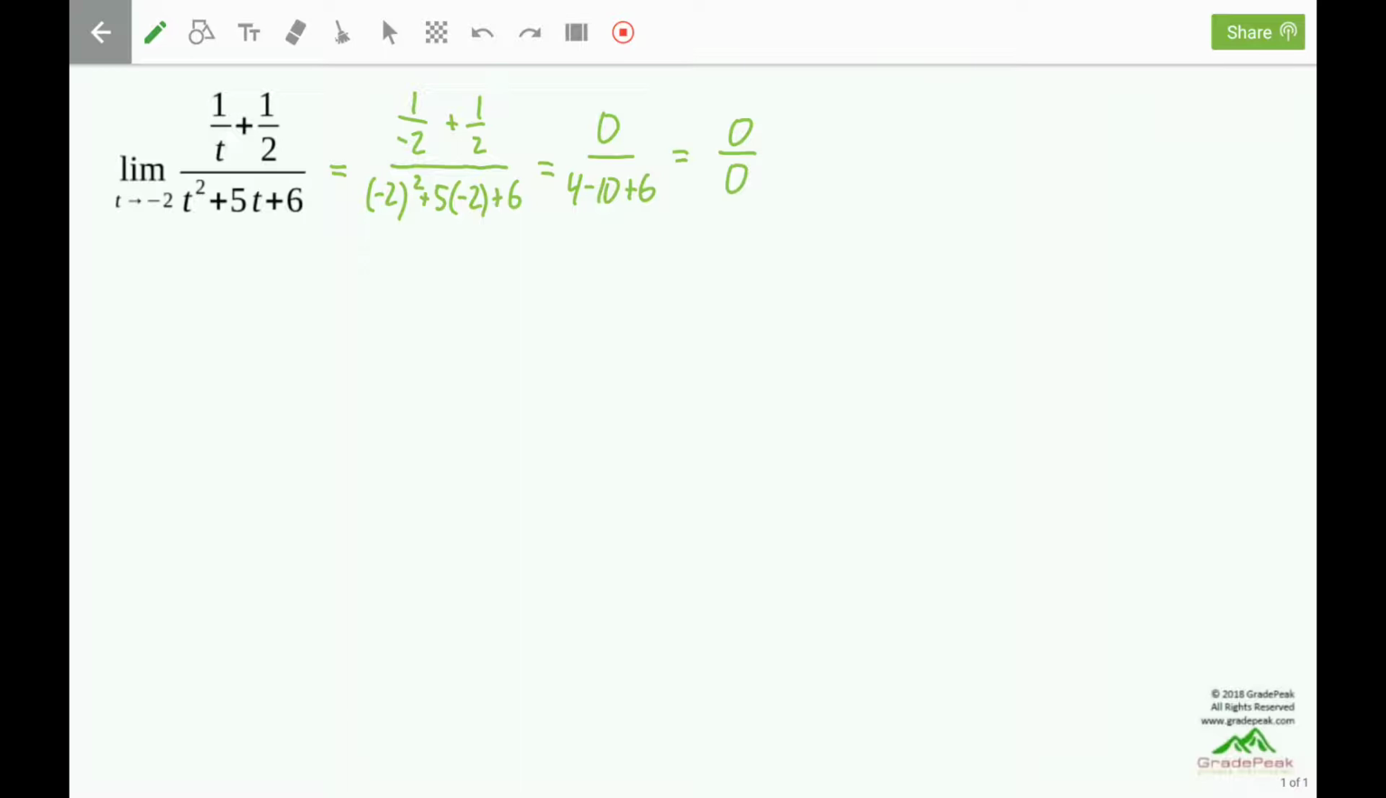Since we have a combination of fractions, we're going to want to try the common denominator method between those two fractions that are in the numerator. We have a 1 over t and a 1 over 2. The common denominator between t and 2 is 2 times t. I'm going to multiply the 1 over t with 2 over 2, and the 1 over 2 with t over t. Those are forms of 1, so we do not change the value, just the look of each of them.